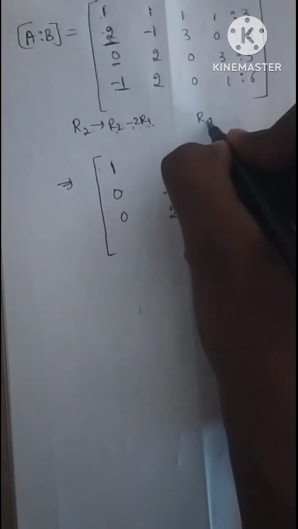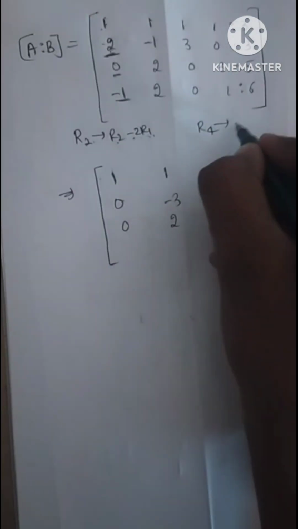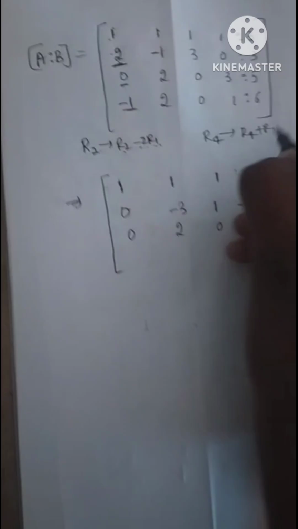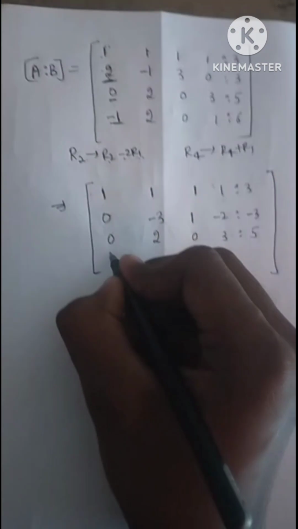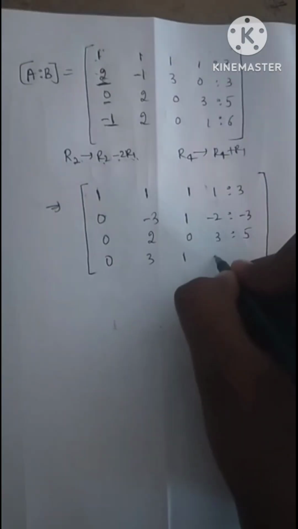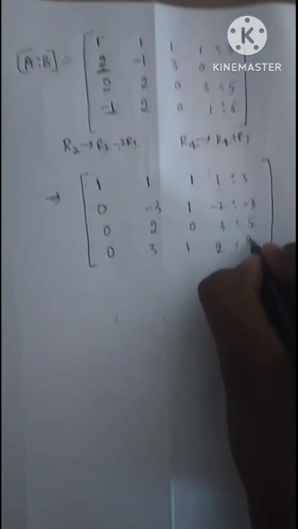Now we have to make R4's first entry 0. R4 can be made 0 like this: R4 tends to R4 plus R1, so that minus 1 plus 1 gets 0. Let us write R4 also. Minus 1 plus 1 is 0. 0 plus 1 is 1. 2 plus 1 is 3. 1 plus 1 is 2. 6 plus 3 is 9.